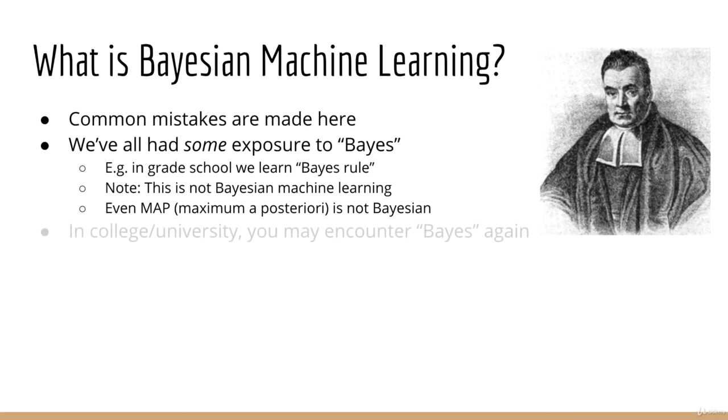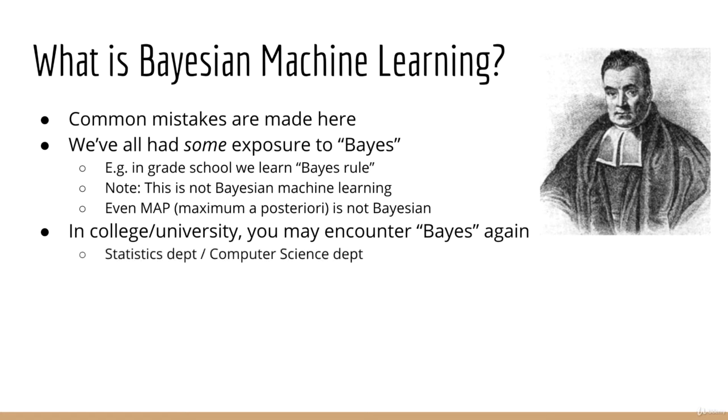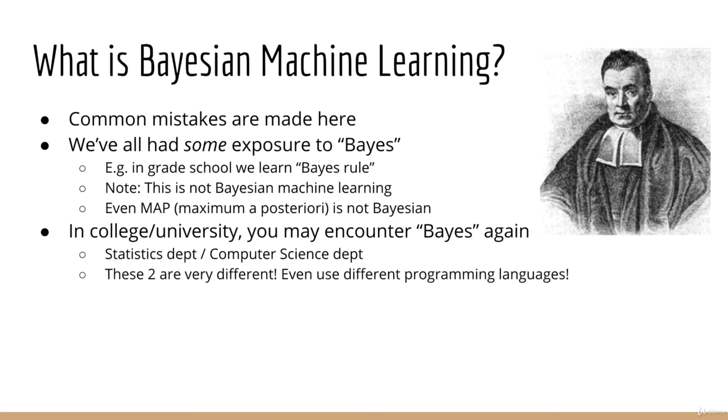In college or university, there are actually some different fields in which you may encounter Bayes again. As you might already know, usually the statistics department is separate from the computer science department. And so you'll have the statistics folks in one area of the school and the machine learning folks in another area of the school. Each department has different priorities and different paradigms of thinking. They often even use different programming languages.